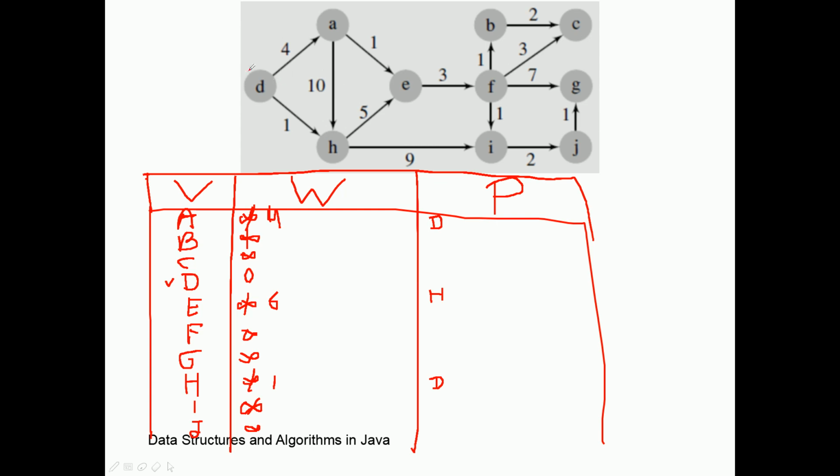Now let me write the cost here. So I said 0, 4, and 1 here. Now from H to E, it will cost me 6. And from H to I, it will cost me 9 plus 1, that's 10. So for I now it's 10, and the predecessor is H. I doesn't have any weight for C, but it doesn't matter, that's how the algorithm tries to find it. Now it tries to reach C, but it won't, so we will just keep going.